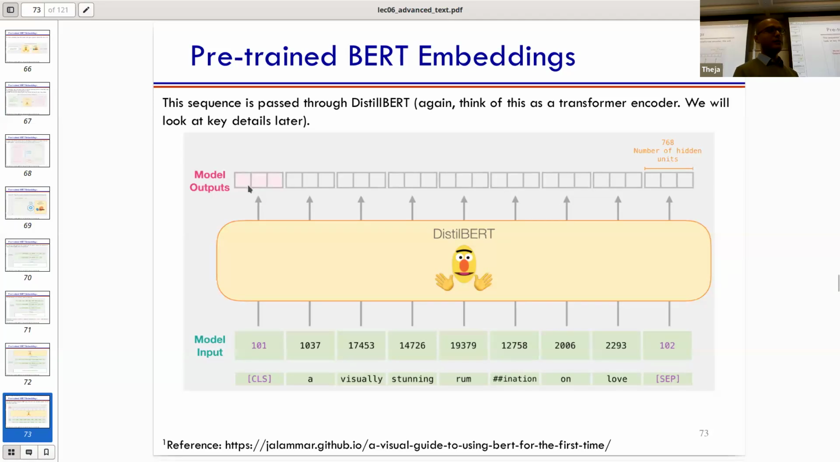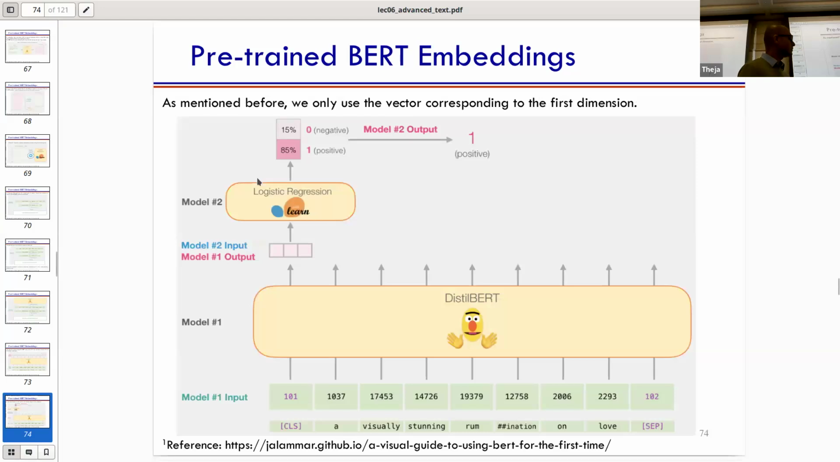So this vector here, corresponding to this special word, is the one that we care about. And yeah, this closes the loop. Once you have this vector, you basically do logistic regression based on it and the label, and appropriately get the label. Okay, that's all. So this is how you use a pre-trained network for this sentence classification task. Any questions here?